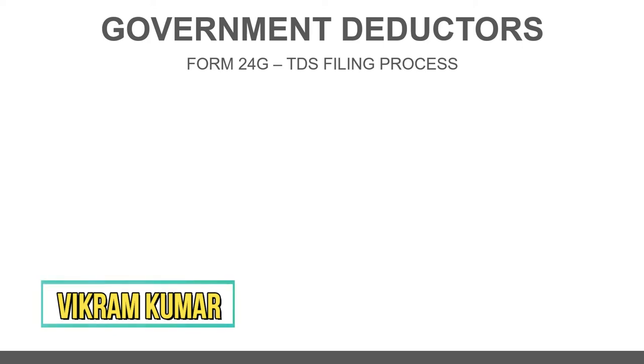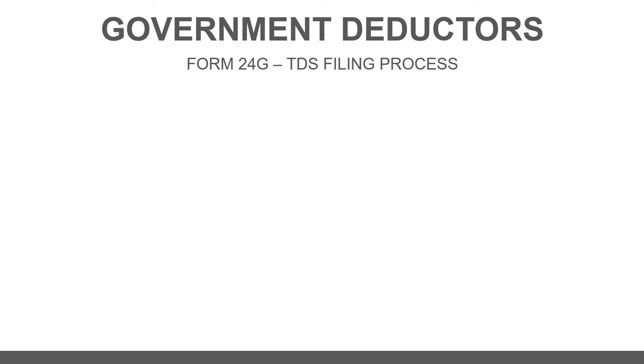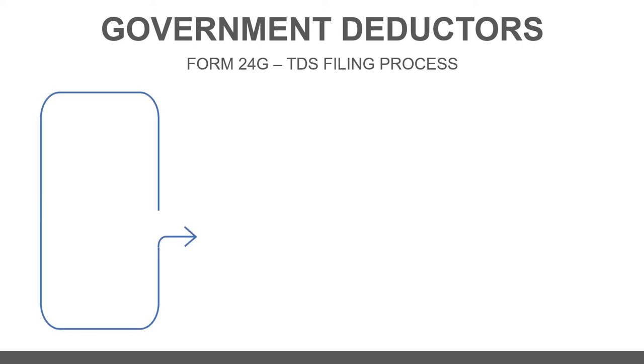Today I will be discussing Form 24G. It's a monthly return for government directors. So what are the steps involved in filing Form 24G? There are 4 steps.